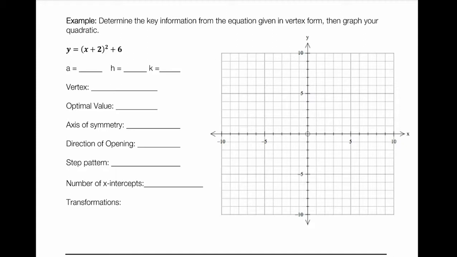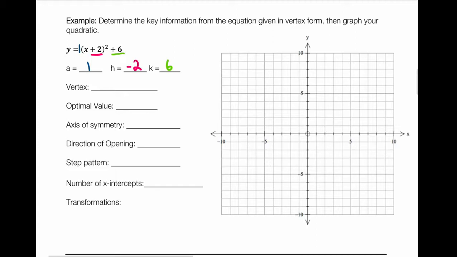So the a value, again, remember we said if we don't see an a value, which is the number that we multiply first, it has to be 1. Our h value is the value in the bracket with x, but it's the opposite of what we see. Here we see plus, so our h value is actually negative 2. And then our k value, we just take as it is, which is 6.